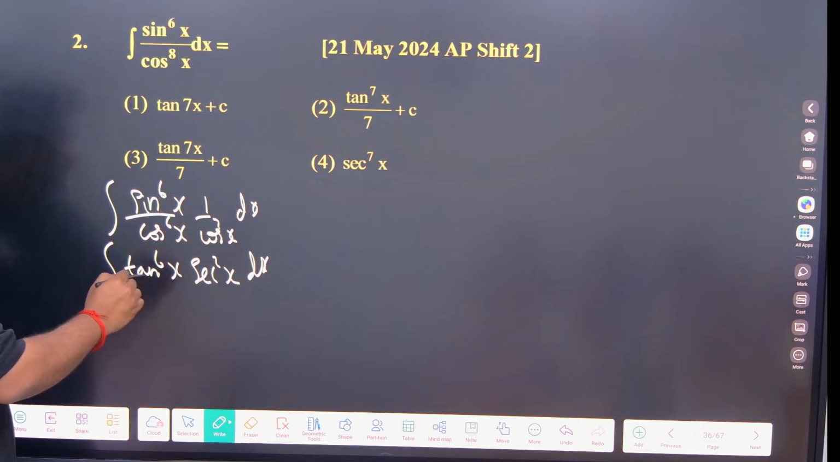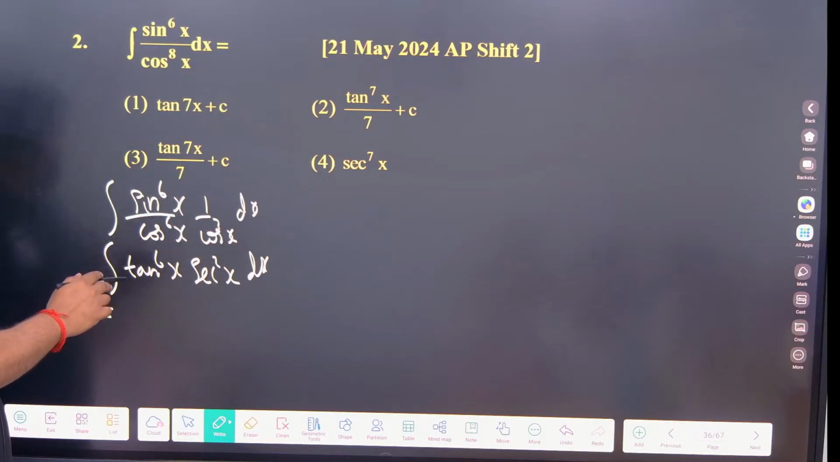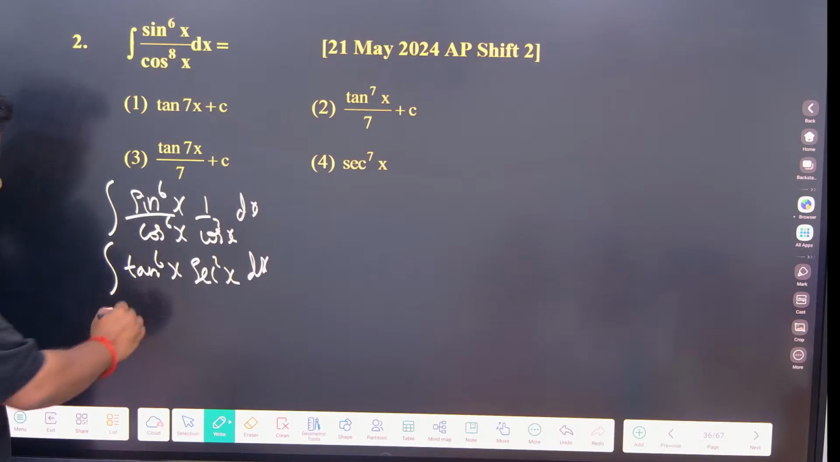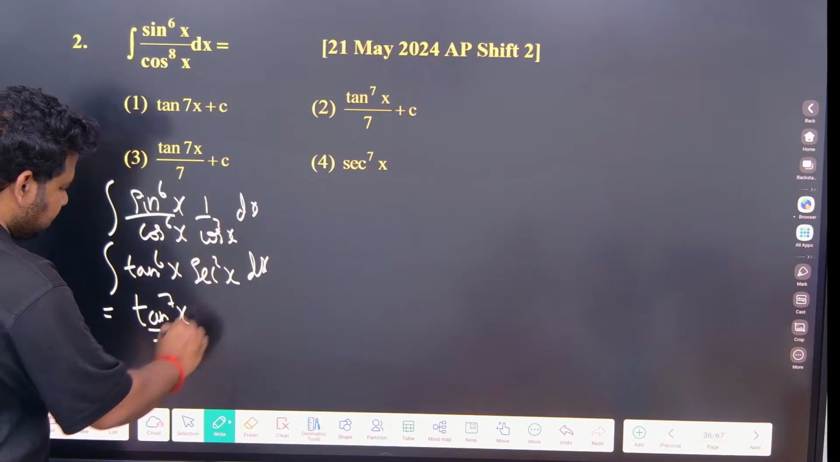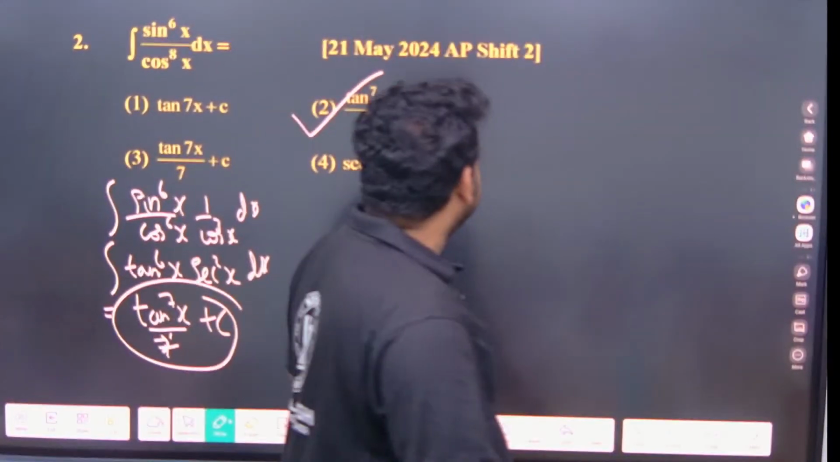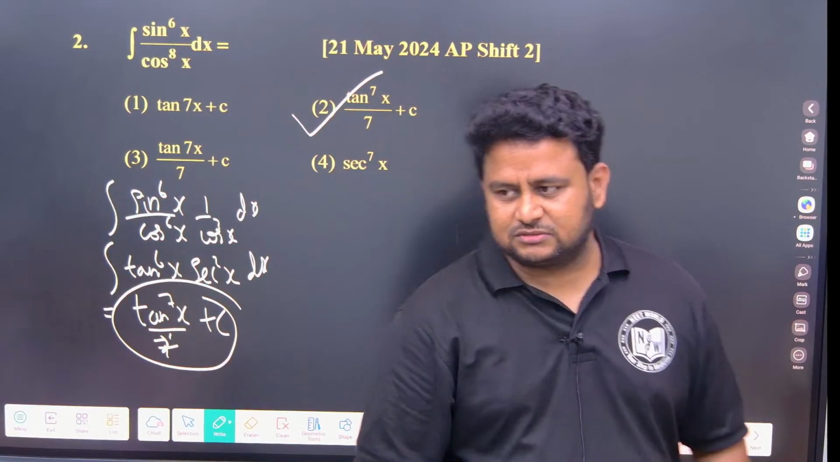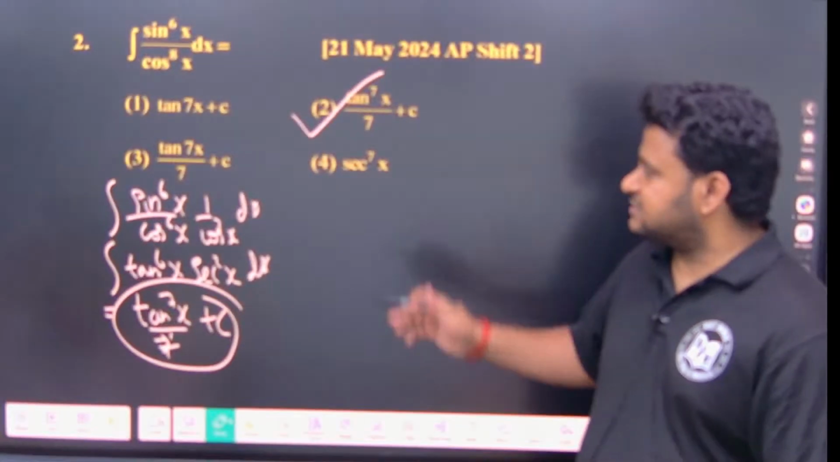See here, this is of the form f of x power n into f dash of x, which integrates to f of x power n plus 1 by n plus 1. That is tan power 7x by 7 plus c. That is the second option. Understood? In 2024 they have asked such questions. Simple. Next they can ask in terms of cot.